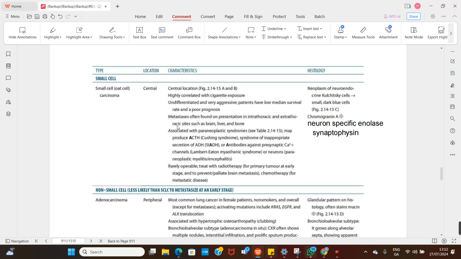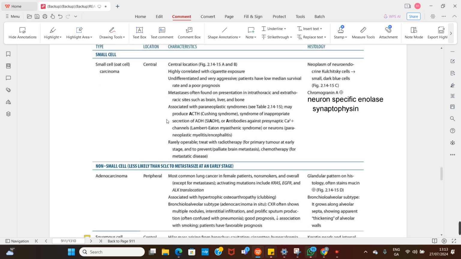It has a very high tendency to metastasize. That's why the prognosis is poor. They can metastasize. They go to the BLB, the brain, the liver, the bone. What are the paraneoplastic syndromes they are going to show you? That is what they are going to show you in your exam.